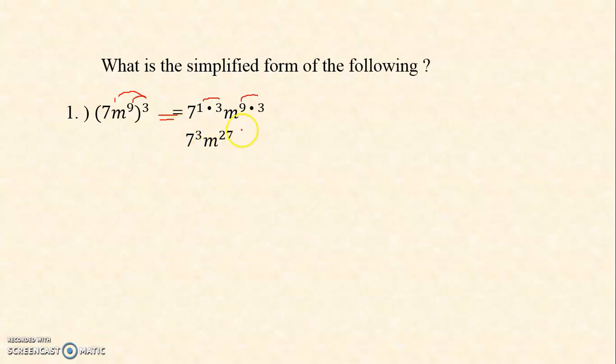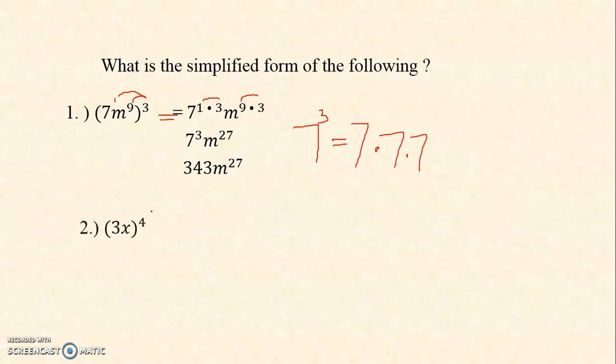Is that our final answer? 7 raised to 3 means 7 times 7 times 7. So what is 7 times 7 times 7? That is equal to 343 m raised to 27. Can you follow? Okay, the next one we have here.